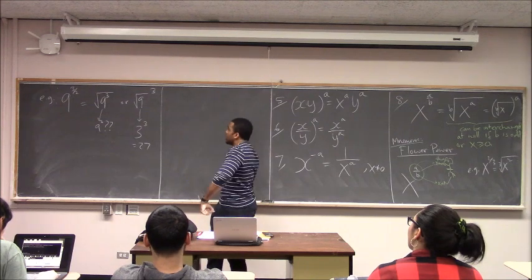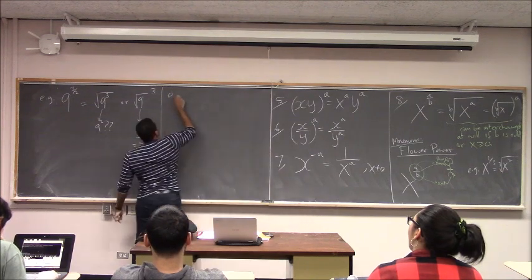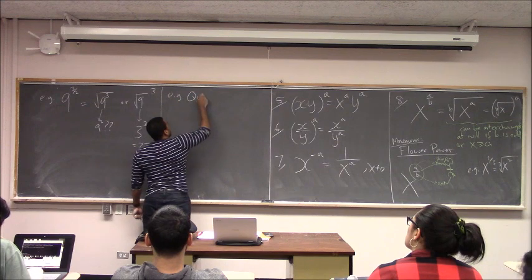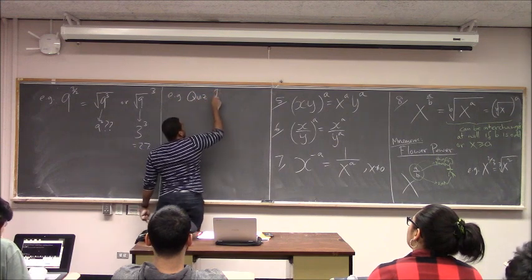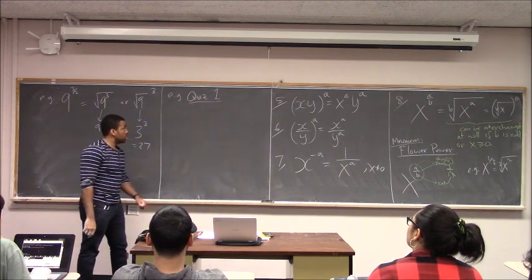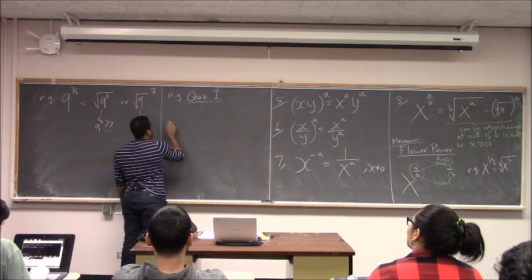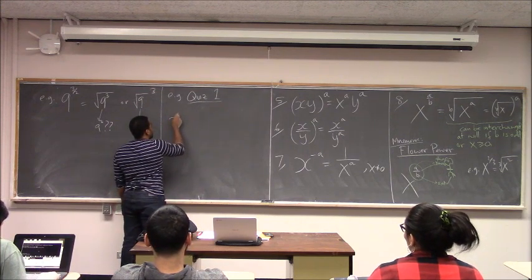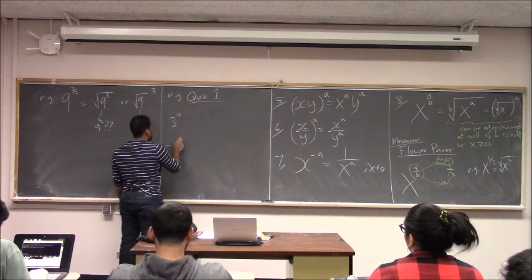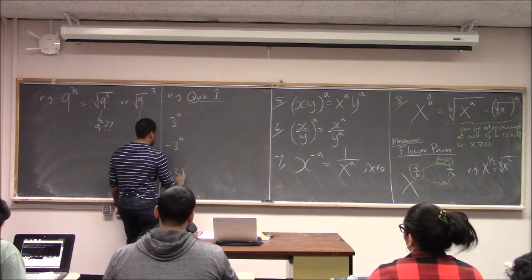Oh, which reminds me, because quite a few people got this wrong on quiz 1. If you have 3 to the 4th versus minus 3 to the 4th.